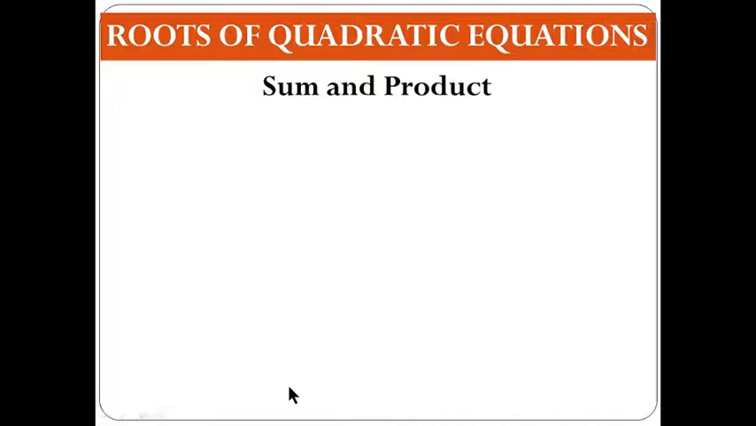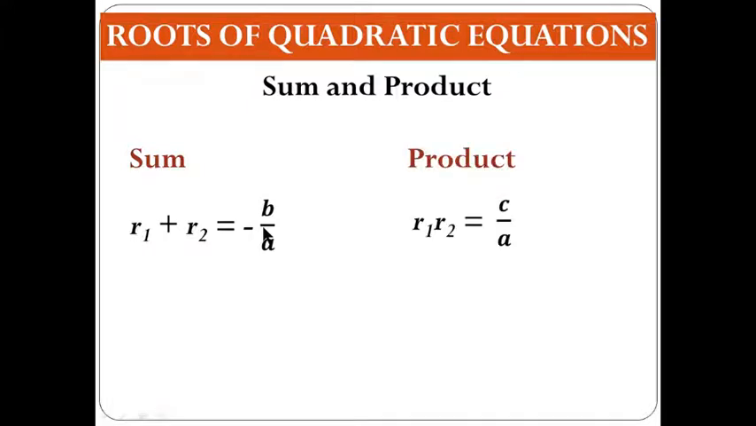So, proceed tayo sa sum and product of the roots of quadratic equation. Kapag sum, just get first the values of A, B, C. So, ito yung gagamitin natin: pag sum, negative B over A, at ang product ay C over A.